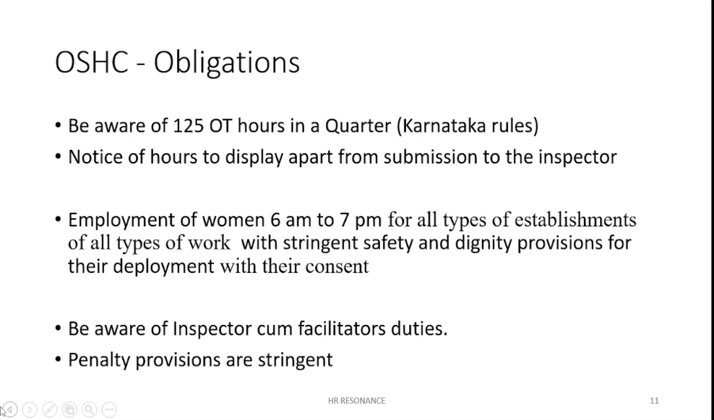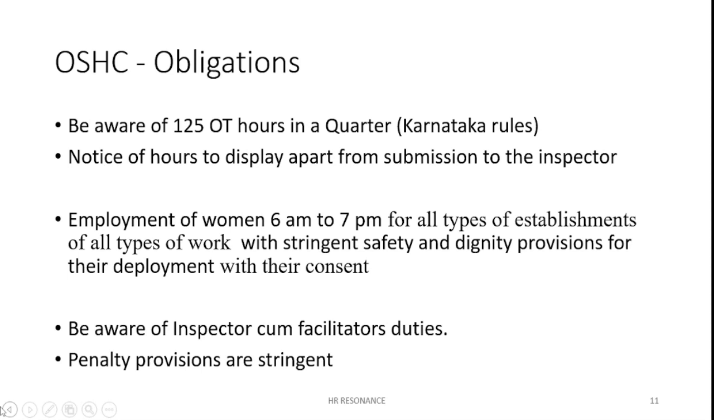Beware of 125 OT hours in a quarter. Hitherto it was 50. Few states, including Karnataka, have already notified 125 OT hours in a quarter. So my subscribers and viewers are requested to refer to their respective state rules also in this connection for updates. Notice of hours, what we used to call Form 10, or display of the working hours for adult workers, apart from submission to the inspector, is also mandatory. This is a very important compliance point.